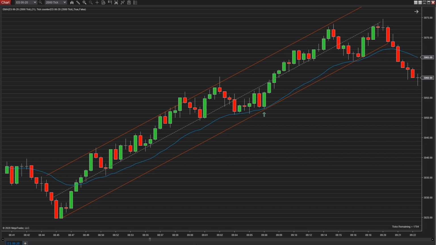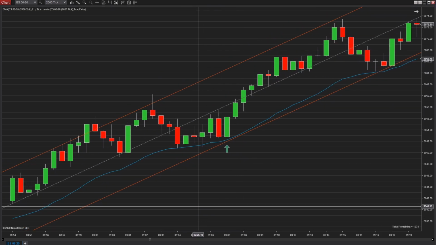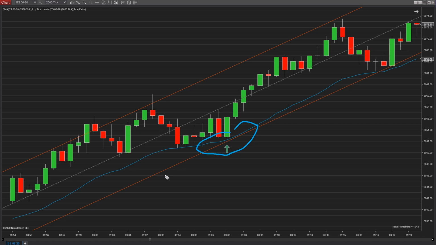So here we have another example that traps people and pushes the market up. First off, our trend is to the upside. We are currently pretty much at the EMA and at the bottom of this channel, which is really good as well for our overall trend.